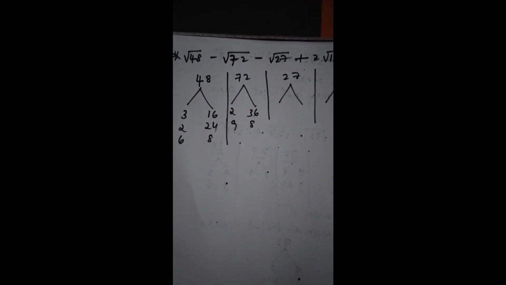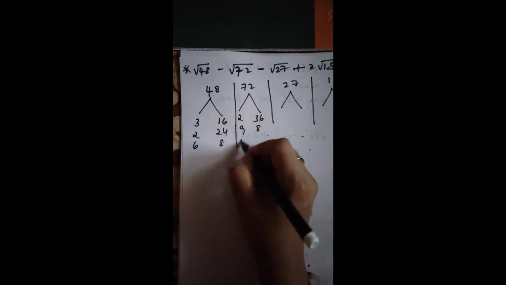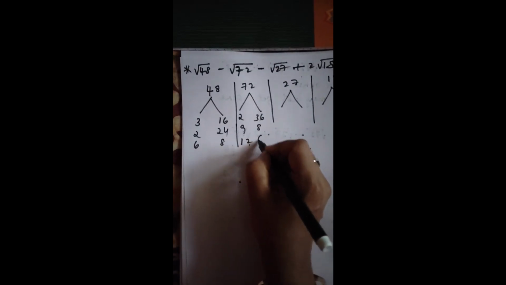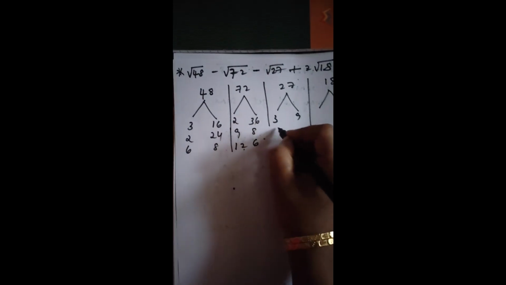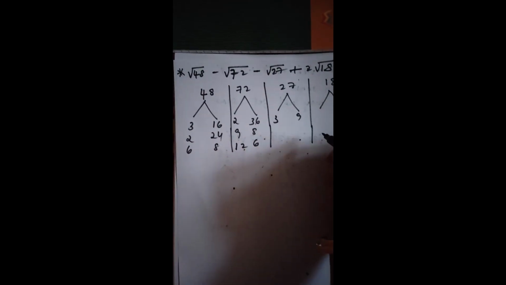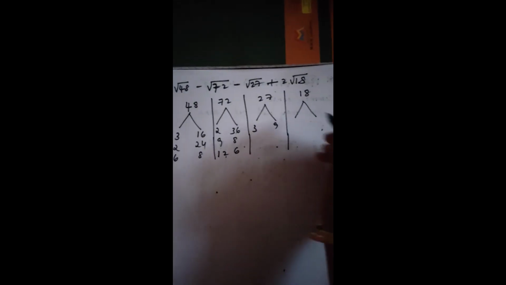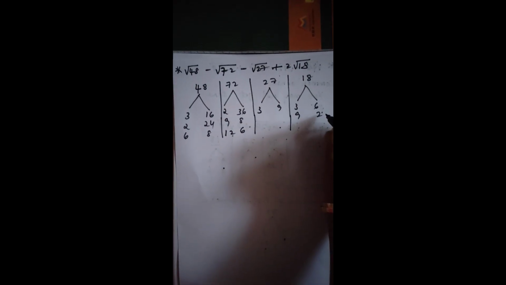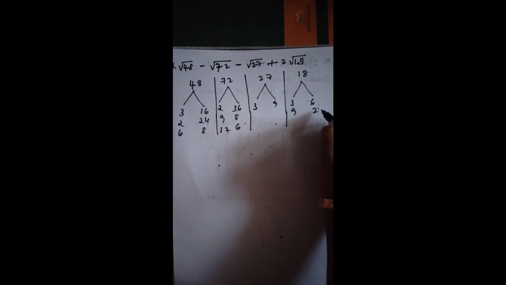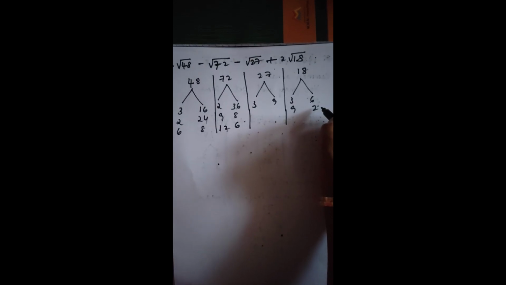Then what factors do you have for 72? You have 12 6s are 72. Next we have 3 9s are 27. I don't think you have any other numbers. Next, for 18: 3 6s are 18, 9 2s are 18. That's it.